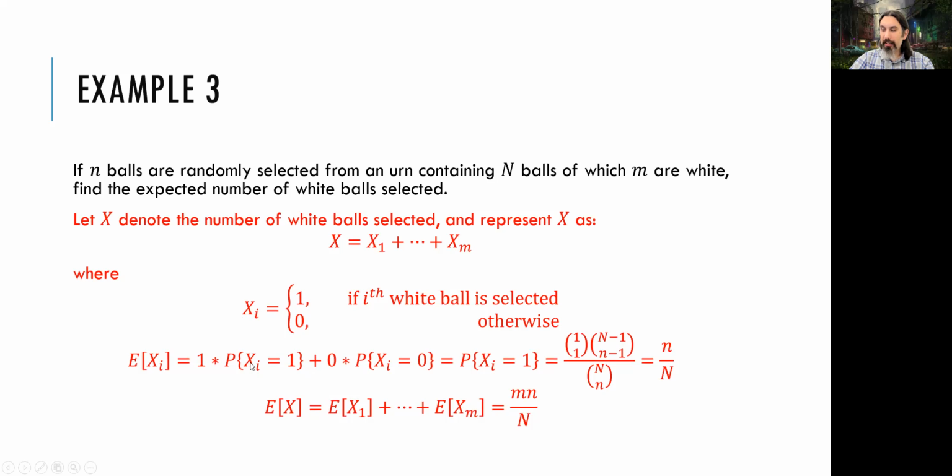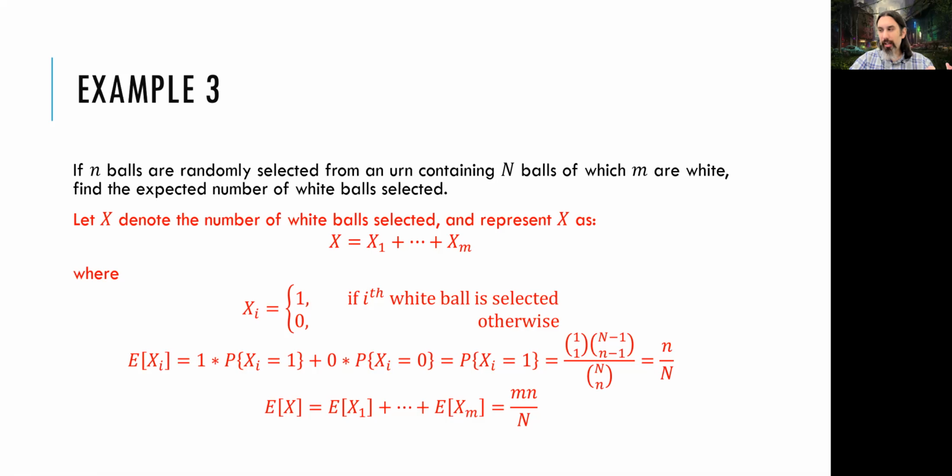Over here, xi is equal to 1. What's the probability of one white ball getting chosen? Now we need the hypergeometric, which is 1 choose 1, times capital N minus 1 choose n minus 1, over capital N choose n. This is going to give us n over capital N. This is the expected value of one xi, any one of them.